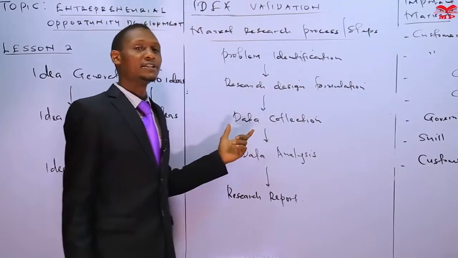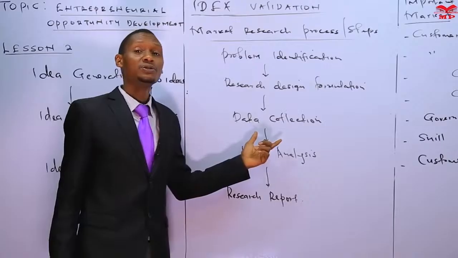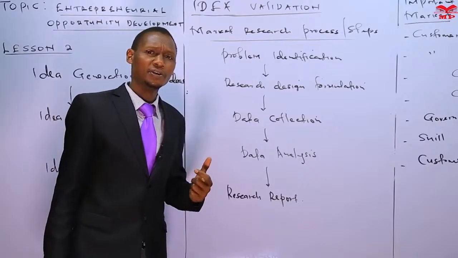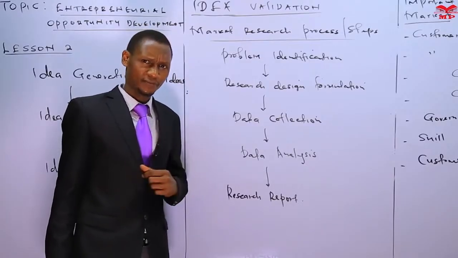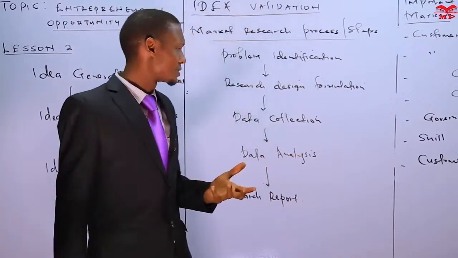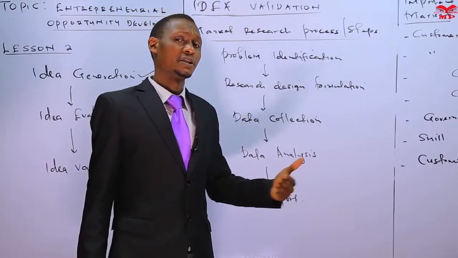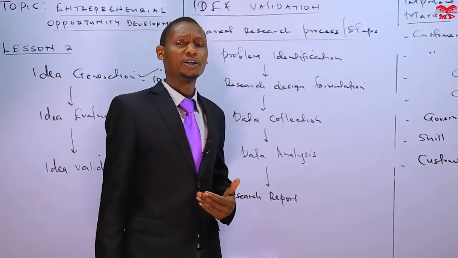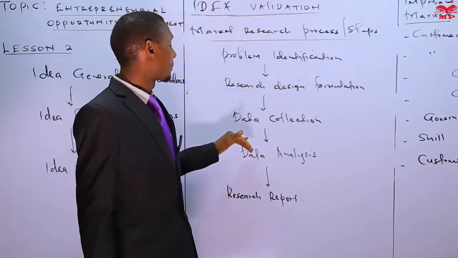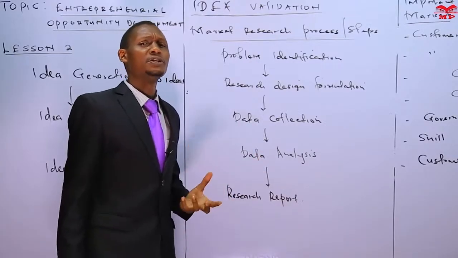Once a research design is complete, now the researcher is ready to go out to the field and collect the raw data, the first-hand data that they need. And once enough data has been gathered, obviously it will depend on the time allocated in the research design for collection of data. It might be 2 weeks, it might be a month.